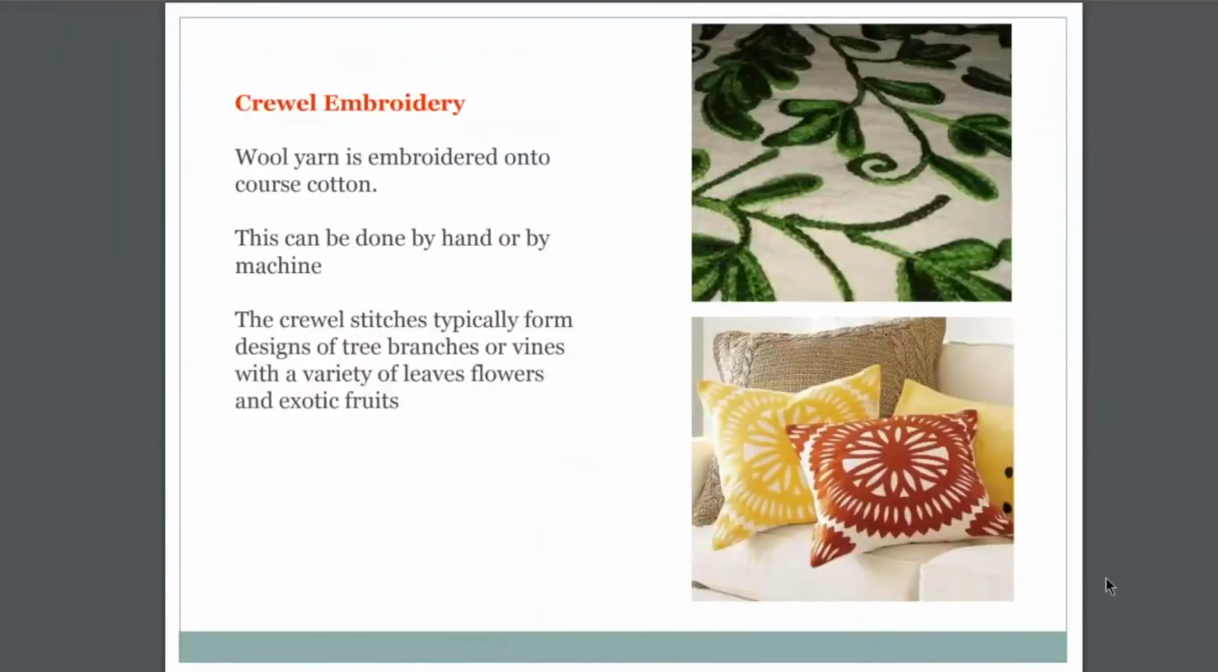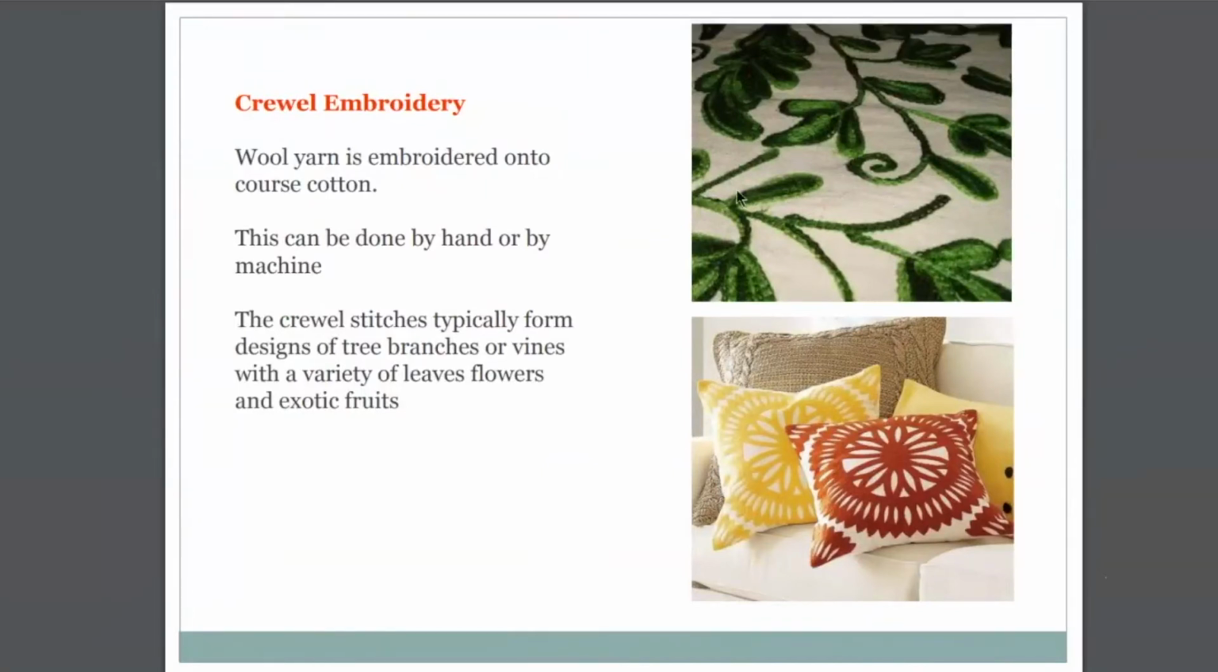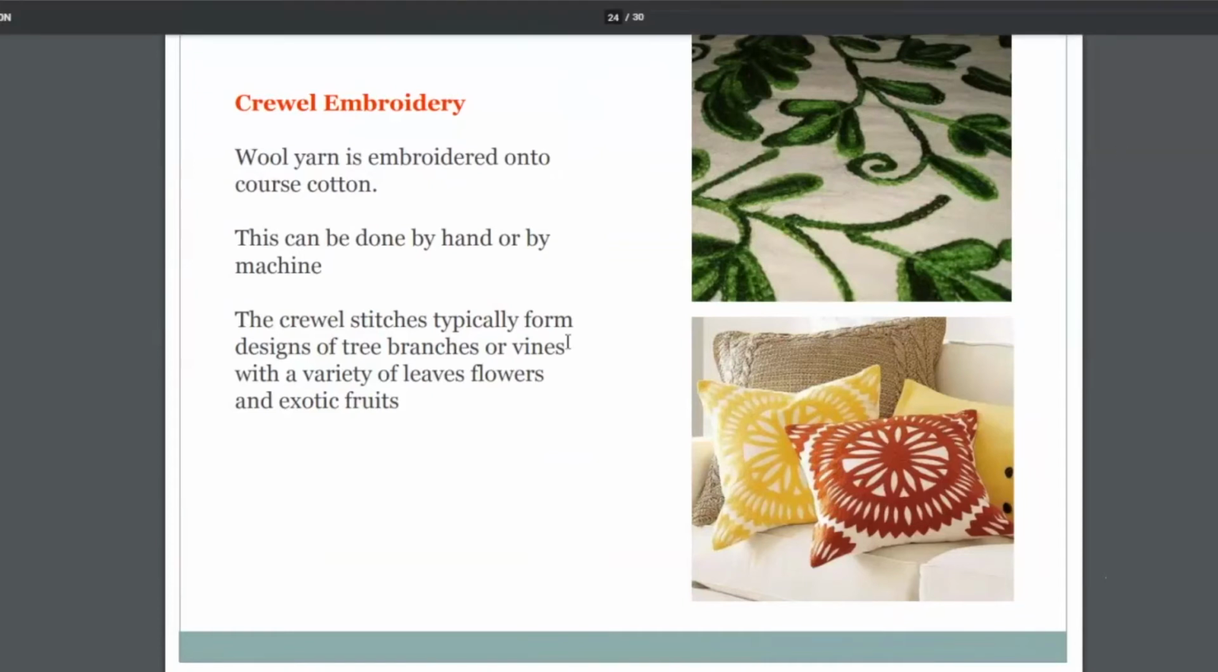I would like you to know, and I have several examples for when we get back together, of some beautiful crewel embroidery. Crewel embroidery. So this is a specific type of embroidery. It was made very popular during the Jacobean era to begin. Wool yarn is embroidered onto coarse cotton. So you had this coarse cotton foundation, and then dyed wool yarns were placed on top. This could be done by hand or today by machine.